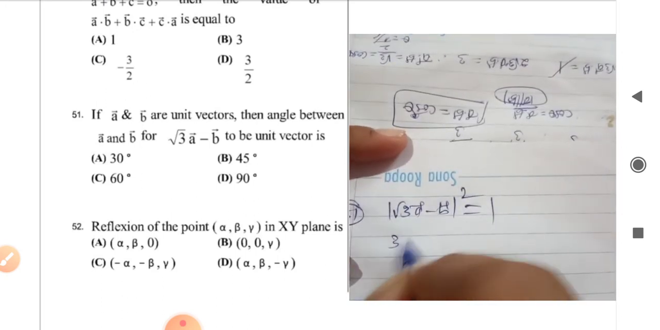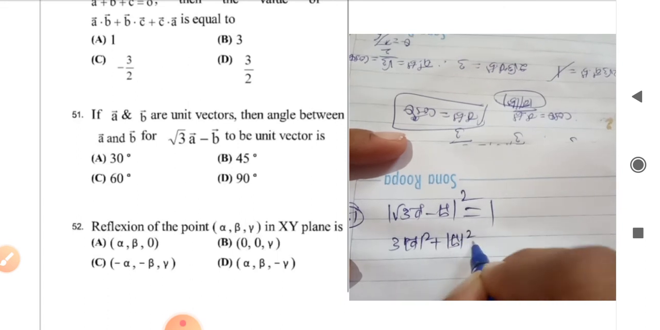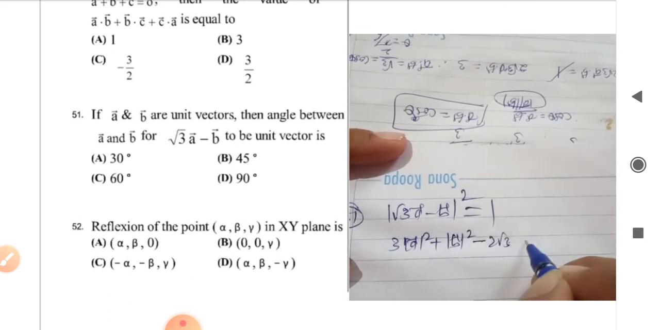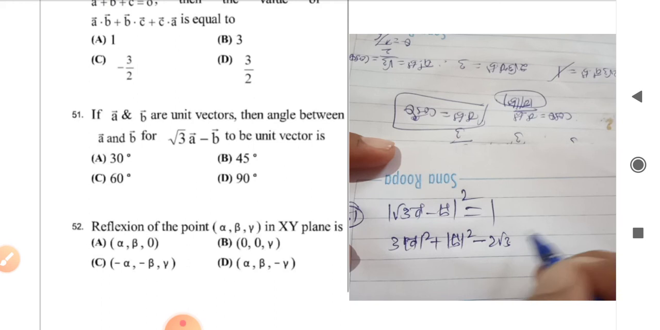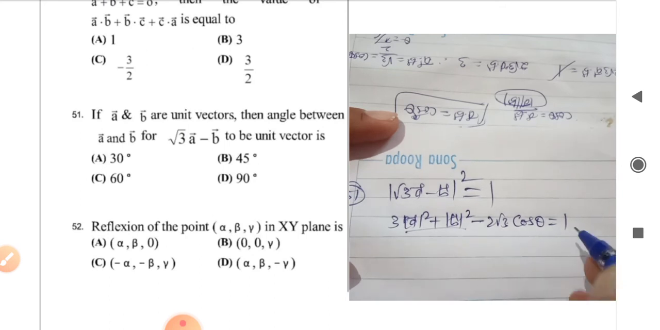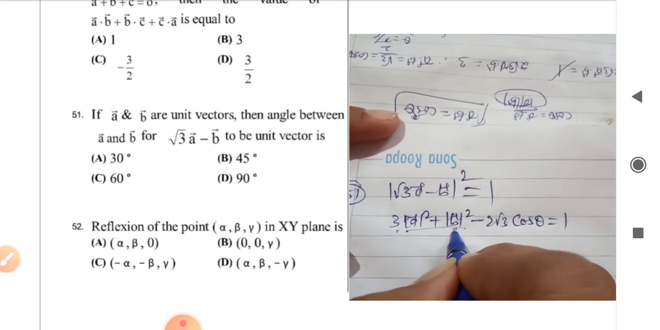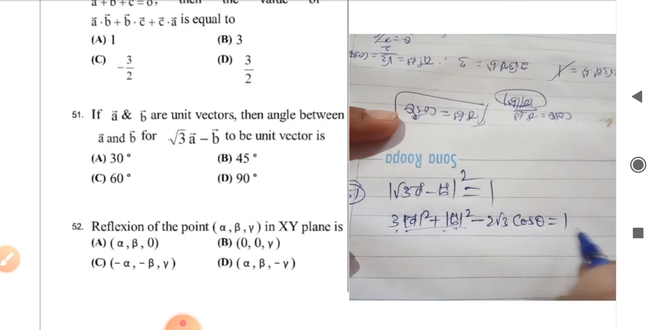If I square, what you get: 3 times magnitude of vector A squared plus magnitude of vector B squared minus 2 root 3 into a dot b. A dot b can be written as magnitude of vector a, magnitude of vector b and cos theta. So it is cos theta equal to 1. So these three are 1 and this is equal to 1. This is 3 plus 1, 4. 4 minus 1 is 3.